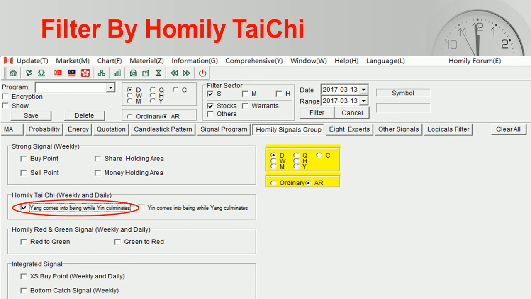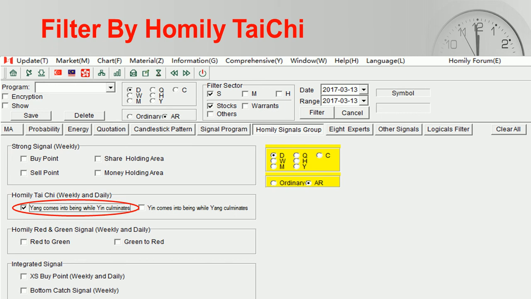So how to filter by the homely TaiChi signal? Because you want to find some stocks where the blue candlestick appears, how to filter? It's very simple, quite simple, okay? You just click filter platform, homely signal group, then Yin Yang comes into being while Yin accumulated. So this one is filtered, the blue candlestick appears.